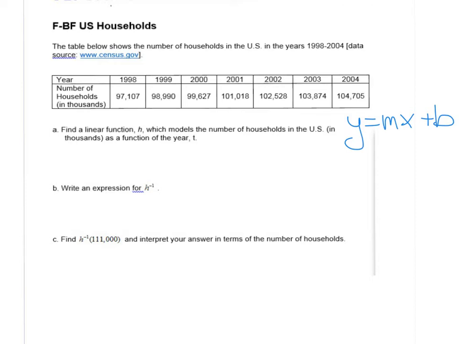Because they're giving us years, I'm going to say this is time 0, this is time 1, this is 2 years later, 3, 4, 5, and 6. So when I go to find my b, that's this value, because that's when time is 0. But now we need to find slope. So let's just use the smaller numbers. We can use this coordinate and we can use this coordinate. So we're going to do y2 minus y1 over x2 minus x1.